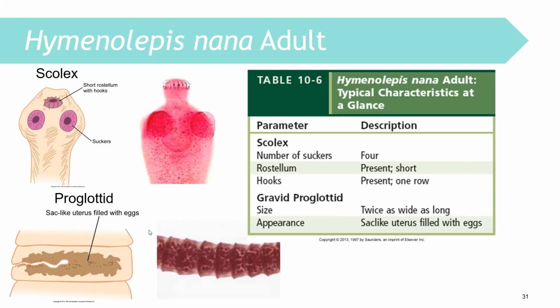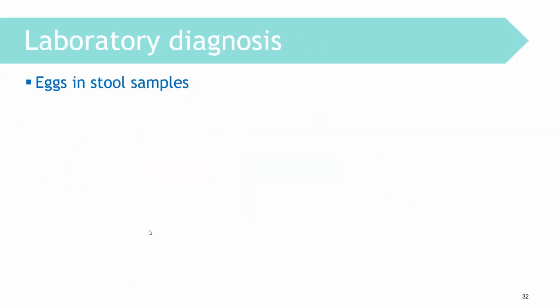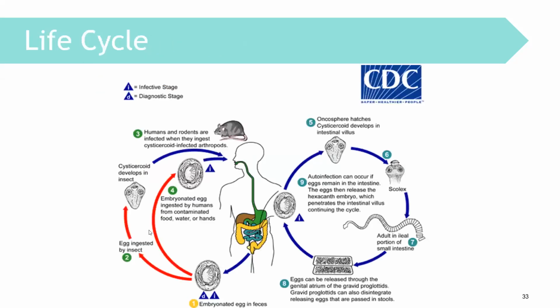In terms of the head, almost similar. What does nana have that diminuta does not? Nana has hooks. Diminuta has a rostellum with no hooks. The proglottids of diminuta are almost similar to the proglottids of nana. The size is twice as long, and there's again a sac-like structure filled with the eggs of nana. Again, the laboratory diagnosis is the presence of the eggs in the stool.